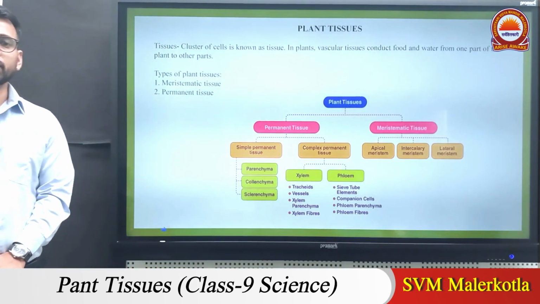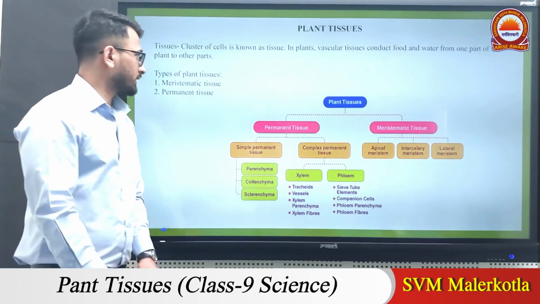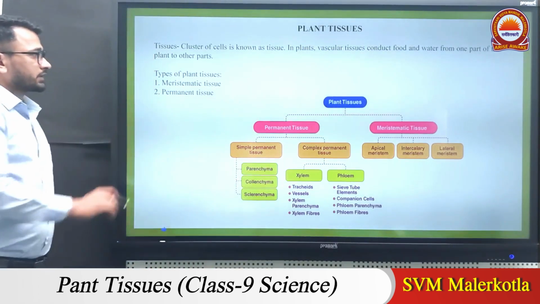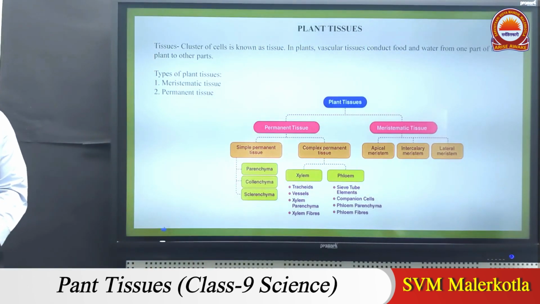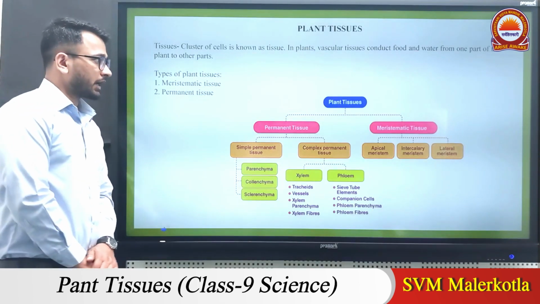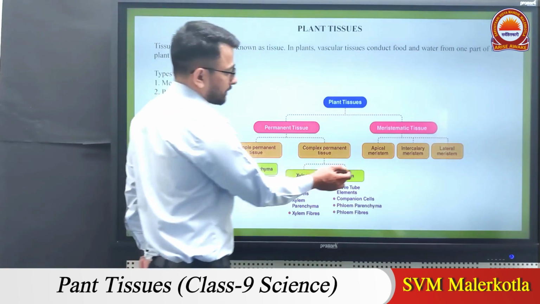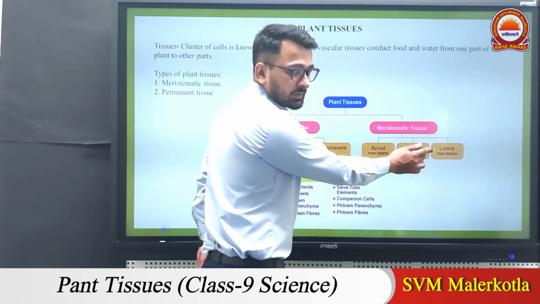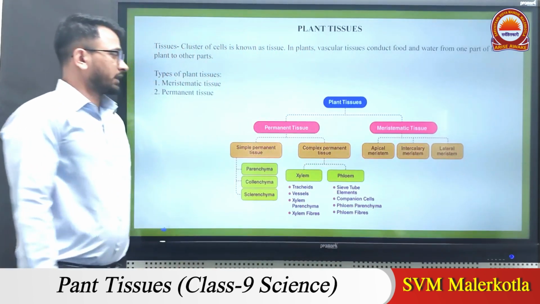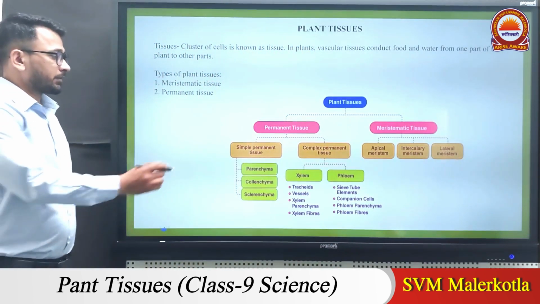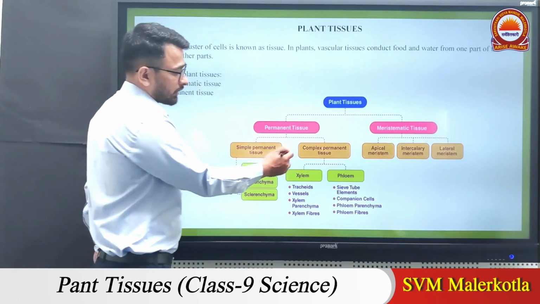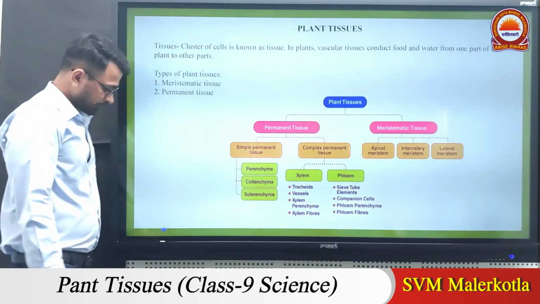If we talk about types of plant tissues, generally we have two types of tissue, that is meristematic tissue and permanent tissues. Again, in meristematic tissue there can be apical meristem, intercalary meristem and lateral meristem. And in permanent tissue there can be simple permanent tissue or complex permanent tissues.